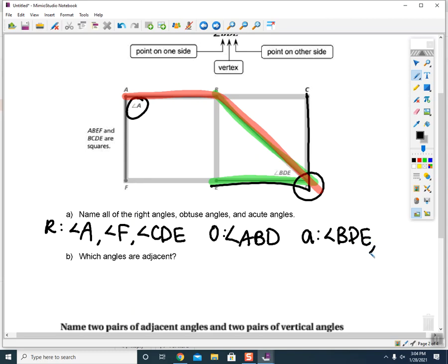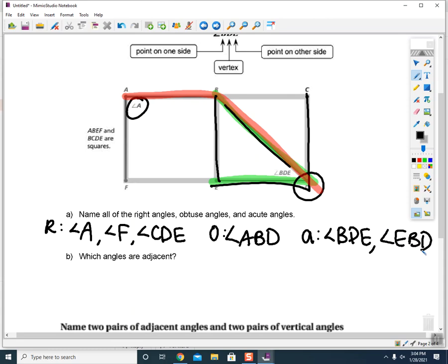And let's do one more here. No, let's not do that one. Let's do EBD is also one. Right? These are some different angles that we have.